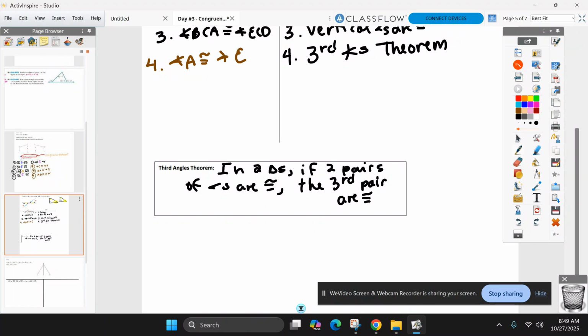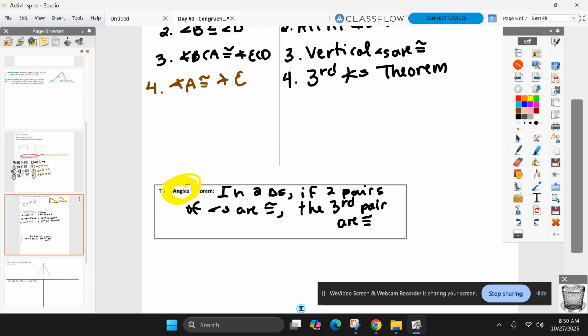Before we go back and finish this as a proof, I want to stress this. This is called the third angles theorem, not the third sides theorem. This does not work for sides. If two pairs of sides are congruent, it doesn't mean the third pair is. Go back up. We haven't finished the proof yet.